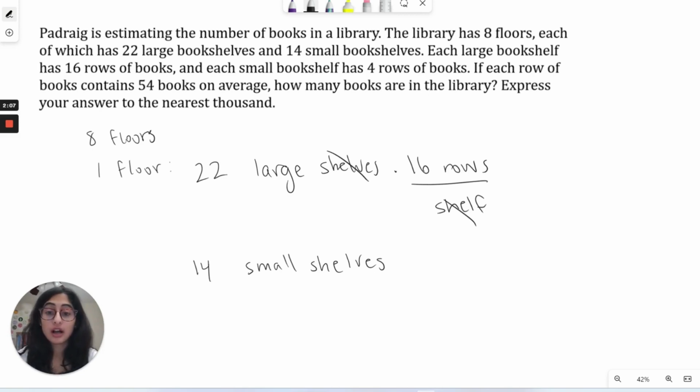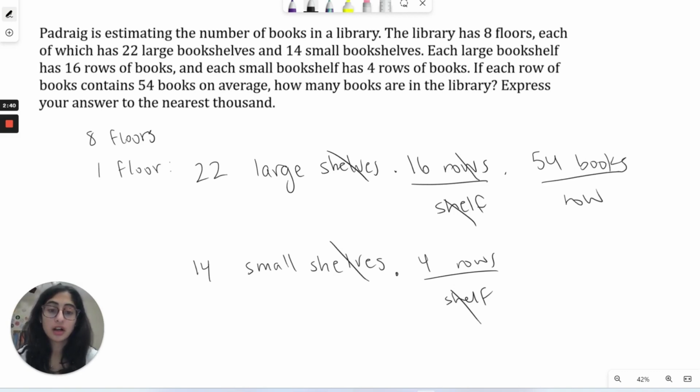And so each small bookshelf has 4 rows of books. So there's 4 rows per every small shelf. And the same thing, units will cancel out. On average, they have 54 books per row. And so same thing here, and then same thing on the bottom, 54 books per row, because it doesn't matter what shelf you're on, still 54 books per row.